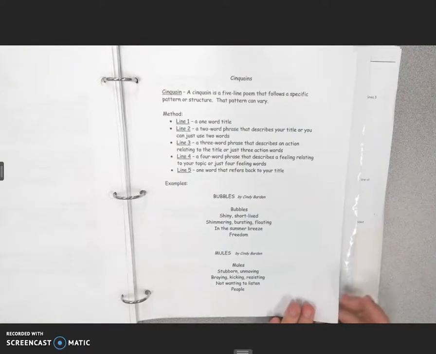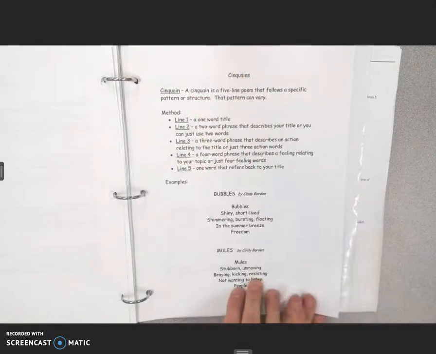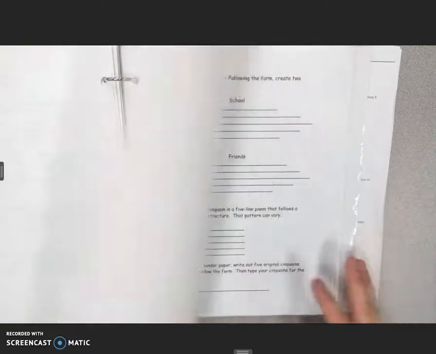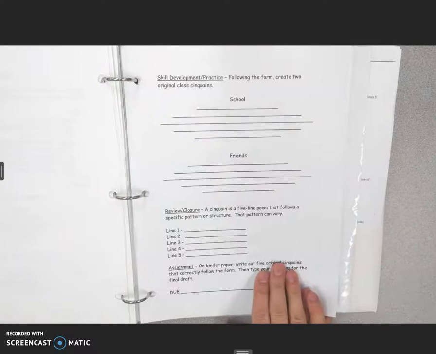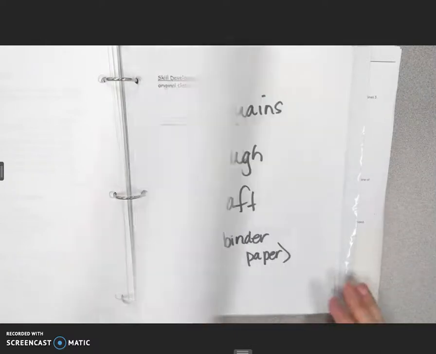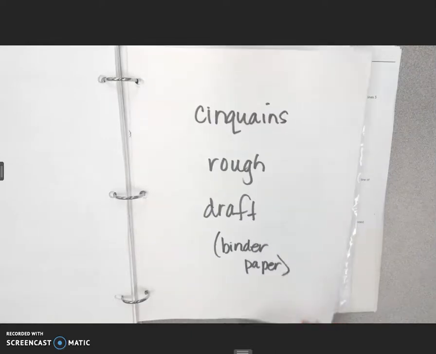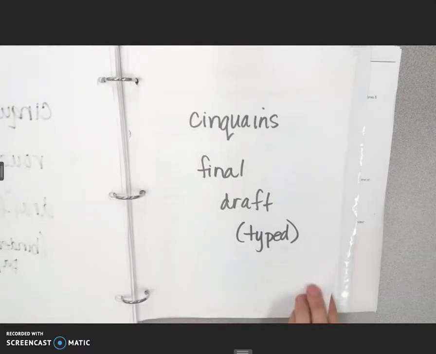Cinquains. Cinquains are those 5-line poems. So we started talking about cinquains. We did this in class. We reviewed the format of cinquains, and then we talked about them. And then we started writing them. Again, we did this in class. We created some. And then it reviews our assignment. Our rough draft cinquains on binder paper should be next. And then final draft is after that.